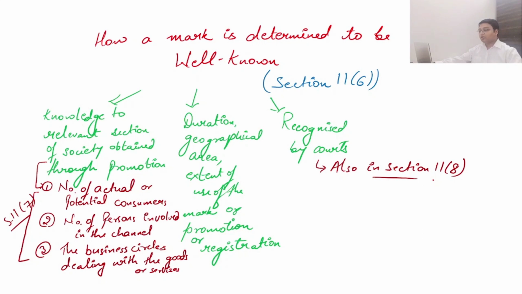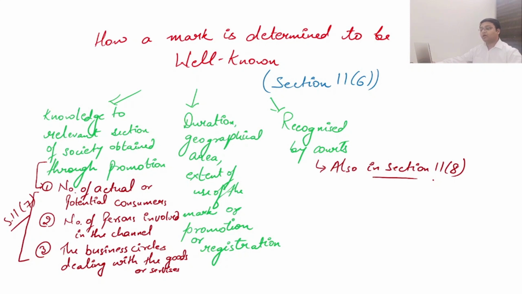Then now, the second essential element to determine whether a mark is well known or not is the duration or the geographical area or the extent of use of that mark. So, if that particular mark is being used in a particular geographical area, then up to what extent that mark is being used is required to be considered when identifying a mark as a well-known mark.